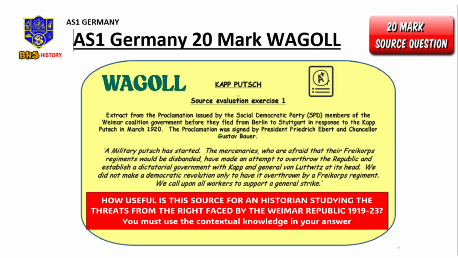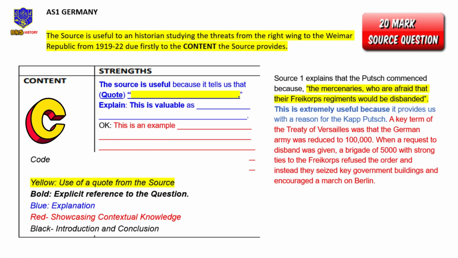And you should then follow this direction, okay? So you start off always with the content, okay, and try to follow this example here. So you can see source one explains that the putsch commenced because, and try to use this, the blue here. So the source is useful because it tells us that. And then you put in the quote that you want. Quotes are so valuable. It shows you're using the source. That's what it's all about here.